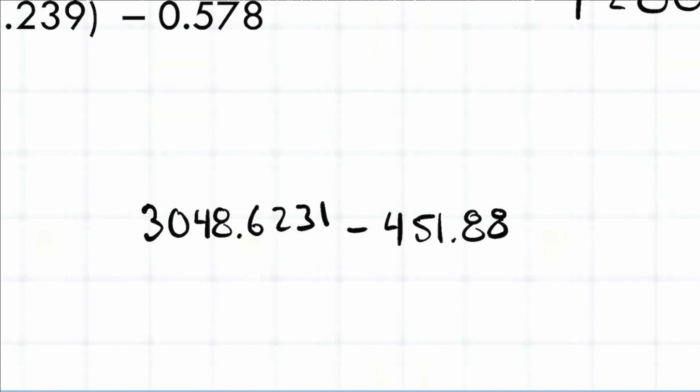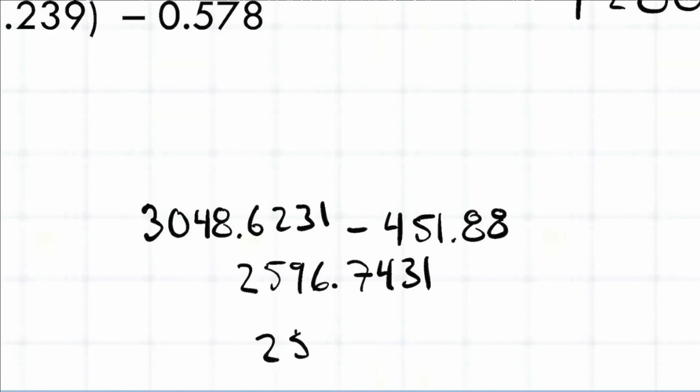8.6231 minus 451.88. And then you write down 2596.7431. And then you say, okay, out of these two numbers, which one has fewer decimal places? We have 2 decimal places because of the 0.88. So 2596.74. And this is the common mistake to make. You would lose points for sig figs.